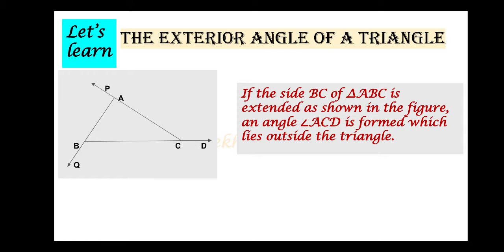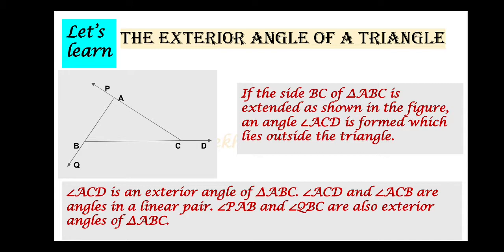If side BC of triangle ABC is extended as shown in the figure, an angle ACD is formed which lies outside the triangle. Angle ACD is an exterior angle of triangle ABC. Angle ACD and angle ACB are angles in linear pair. Angle PAB and angle QBC are also exterior angles of triangle. So students, exterior angle of triangle form linear pair with its interior angle.